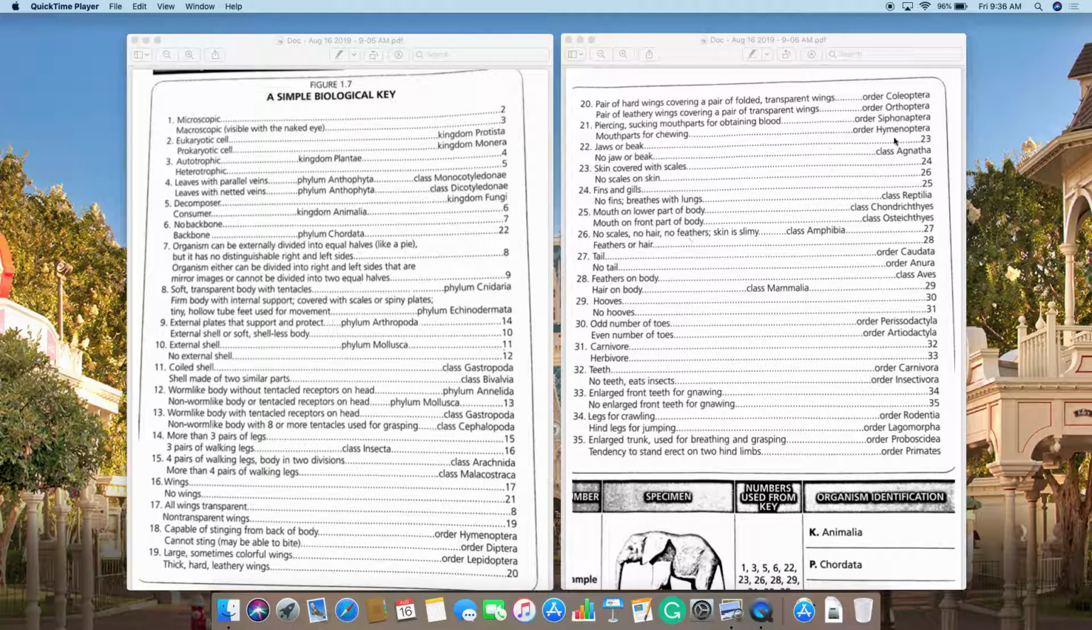So let's look at the number. That's number 23. So we're going to go down 1. Does he have skin covered with scales? No, no scales on skin. That would be his classification. So write your number 26. And then let's go down to number 26.